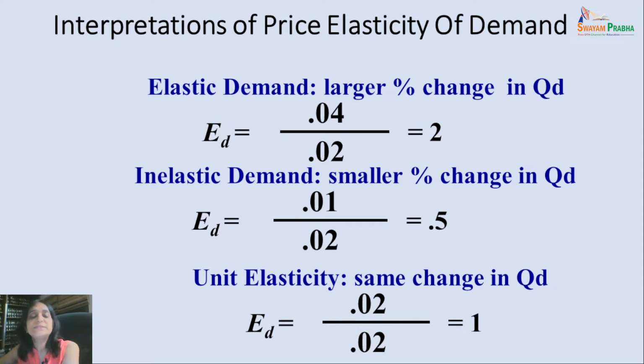So, elasticity can be greater than 1, it can be equal to 1, it can be less than 1. If the demand changes more than the price, it is elastic demand. If demand changes less than the price, we call it inelastic demand. If the change in quantity demanded and change in price are similar, we call it unit elastic.